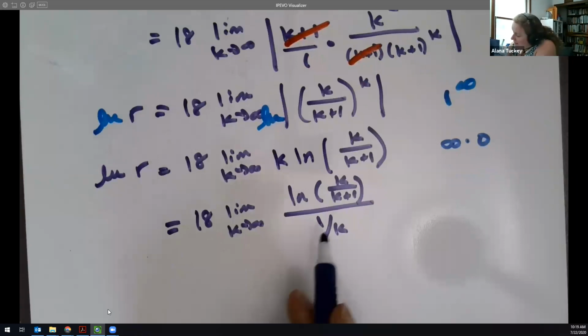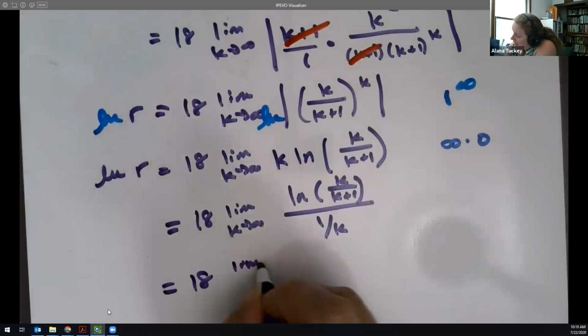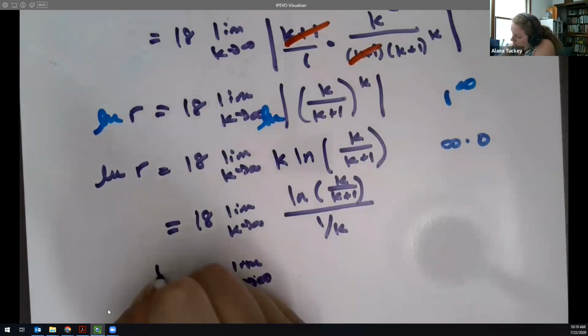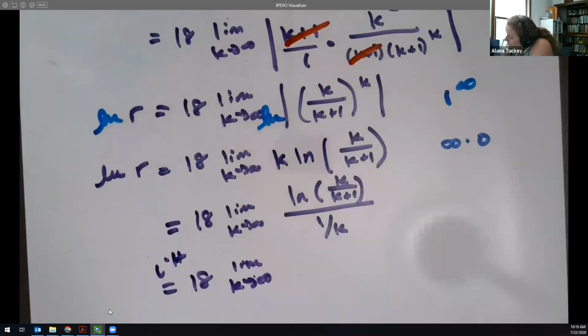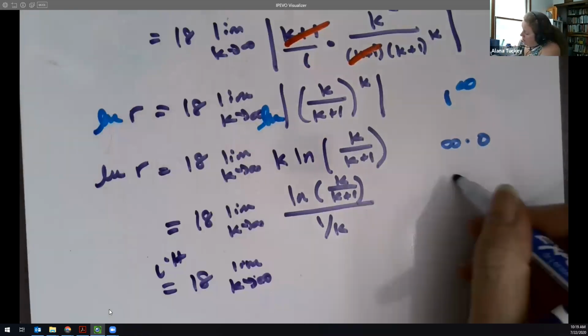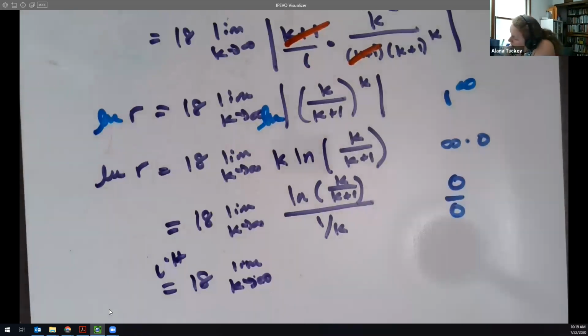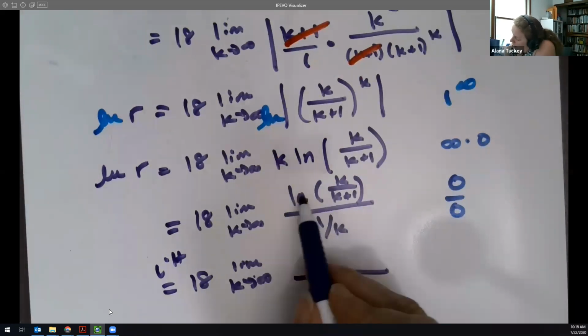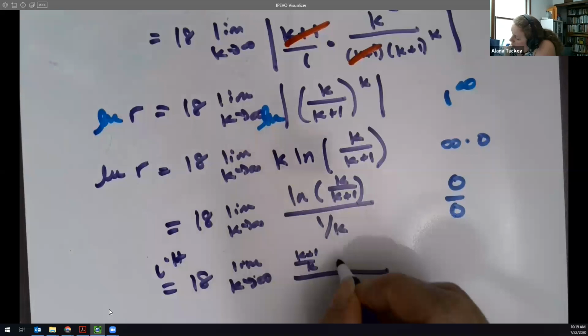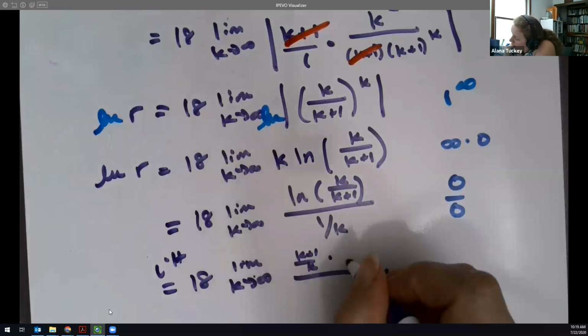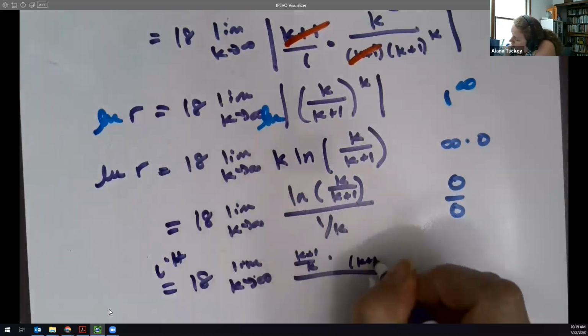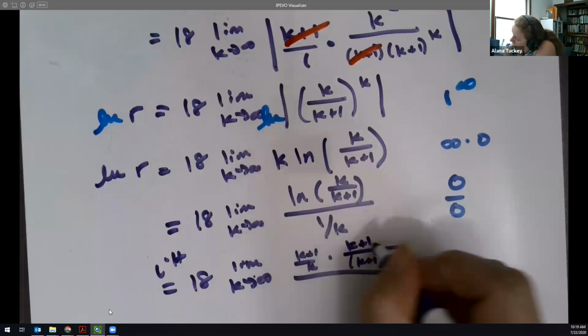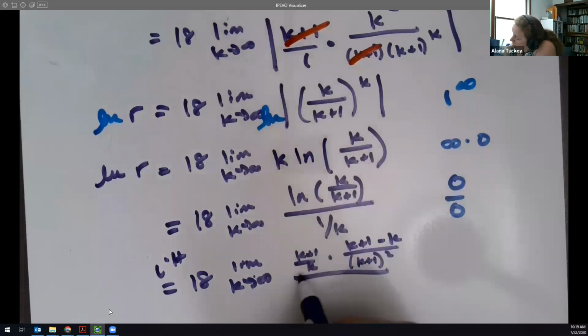All right, so this is 18, limit as k goes to infinity. We are now using L'Hopital's rule. Yay, because this is now finally 0 over 0. So that would be, let's see, the natural log derivative is 1 over, so that would be k plus 1 over k times the derivative of that part, which is going to require the quotient rule. So that's k plus 1 minus k over k plus 1 squared. And then it's multiplied by negative 1 over k squared.